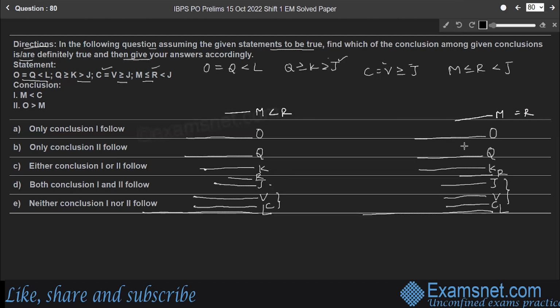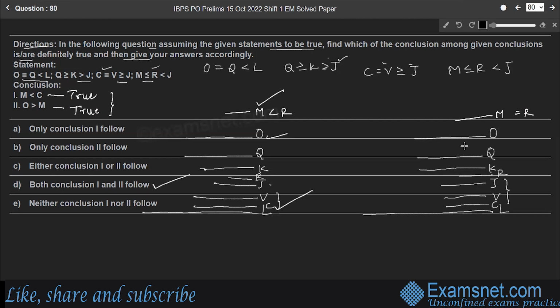Now look at the conclusion. M is strictly less than C. So look at line M and C. C is here. So M is the smallest line among all. Therefore, M is strictly less than C, a true conclusion. Right? And the second one, O greater than M. So look at line O and M. Again, M is the smallest line. Therefore, O greater than M, a true conclusion. Therefore, both the conclusions are true. Right? Both conclusion 1 and 2 follows.